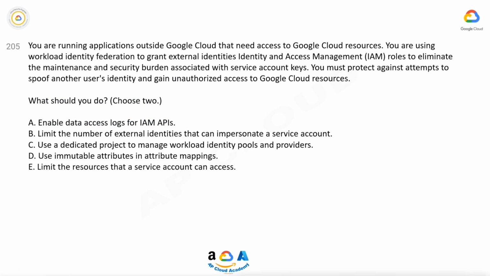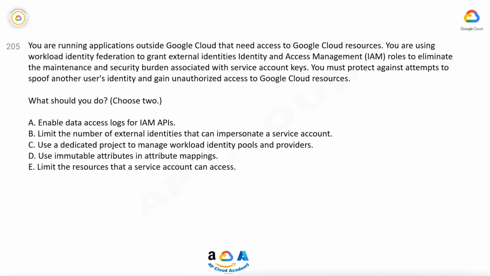Question number 205. You are running applications outside Google Cloud that need access to Google Cloud resources. You are using Workload Identity Federation to grant external identities identity and access management, IAM, roles to eliminate the maintenance and security burden associated with service account keys. You must protect against attempts to spoof another user's identity and gain unauthorized access to Google Cloud resources. What should you do? Choose 2.